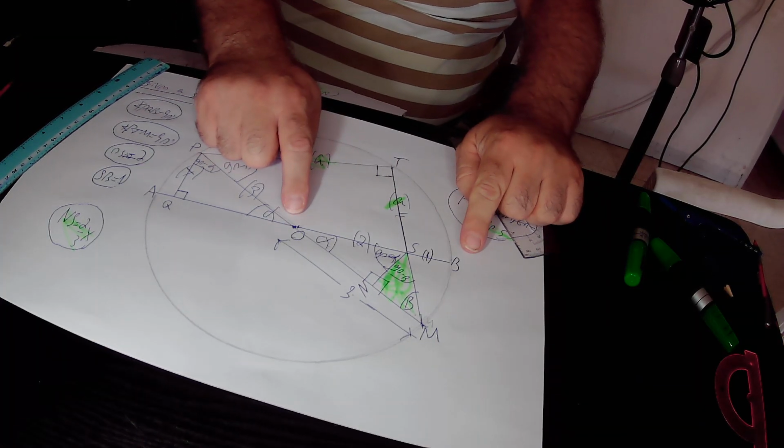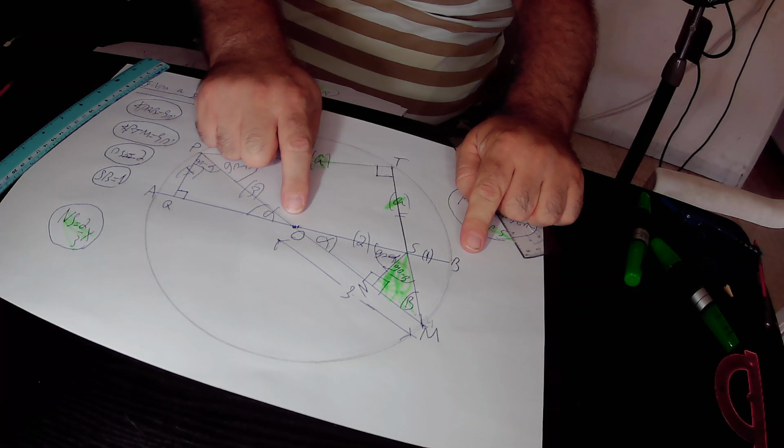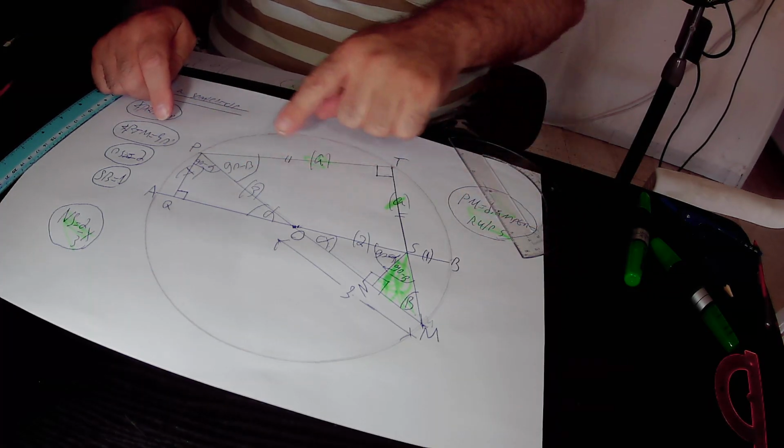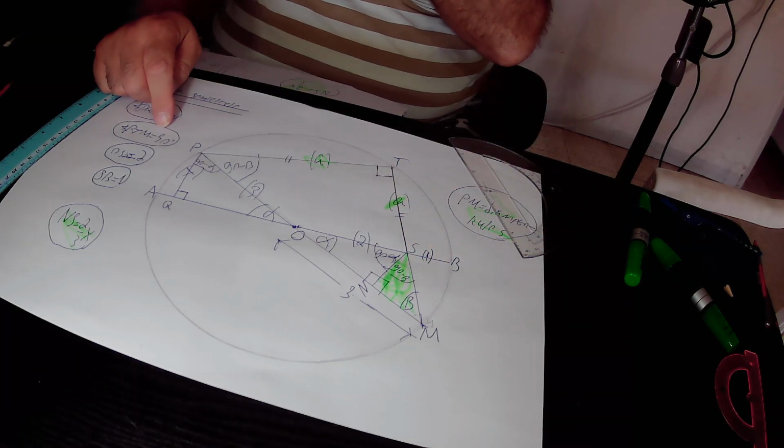OB in total equals OS plus SB. So OB equals OS, that is 2, plus SB, that is 1. So OB in total equals 2 plus 1, that is 3. So the radius of the circle is 3. The radius PO is 3, the radius OM is also 3.